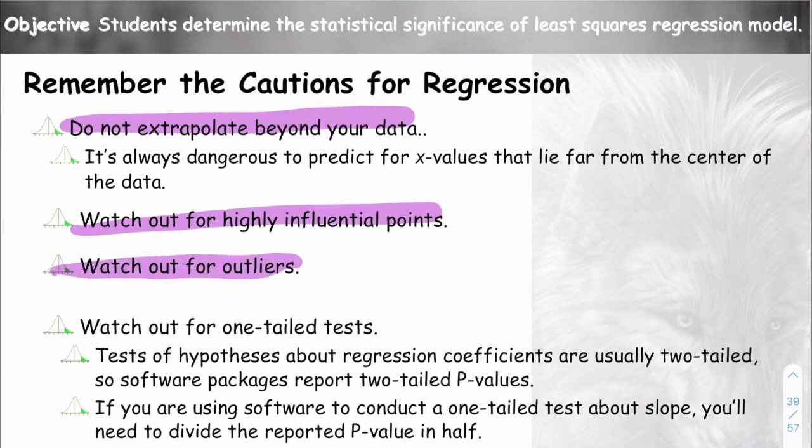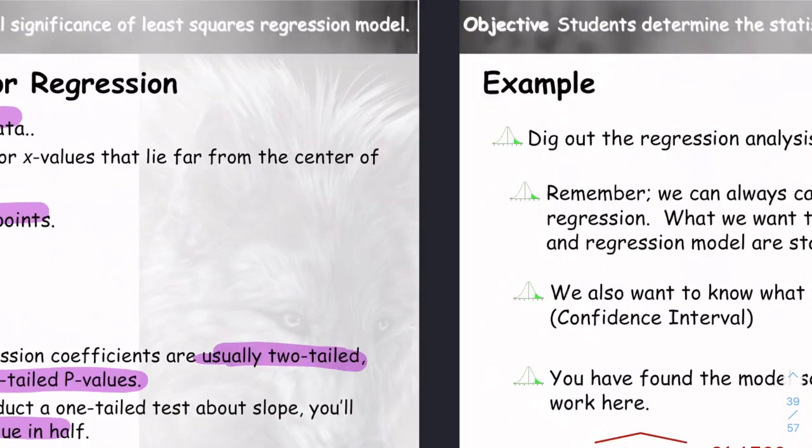Also watch out for one-tailed tests. Tests of hypothesis about regression coefficients are usually two-tailed. So software packages and the calculator often just spit out reports for p-values for two-tailed tests. If you are going to conduct a one-tailed test and you know specifically it goes one way, you'll need to divide the reported p-value in half. So just a word of caution.